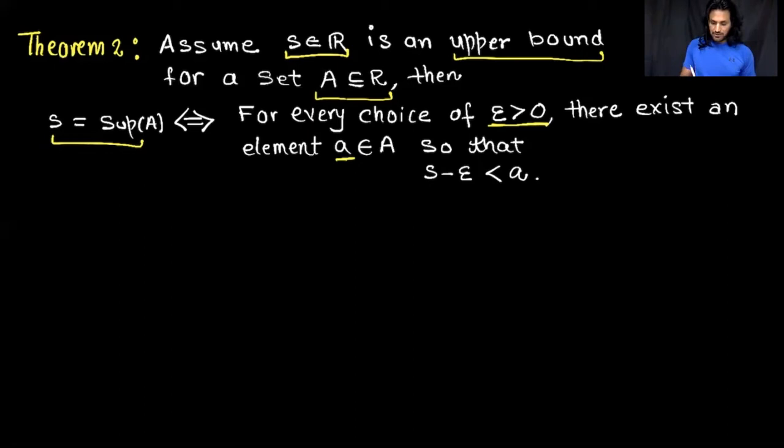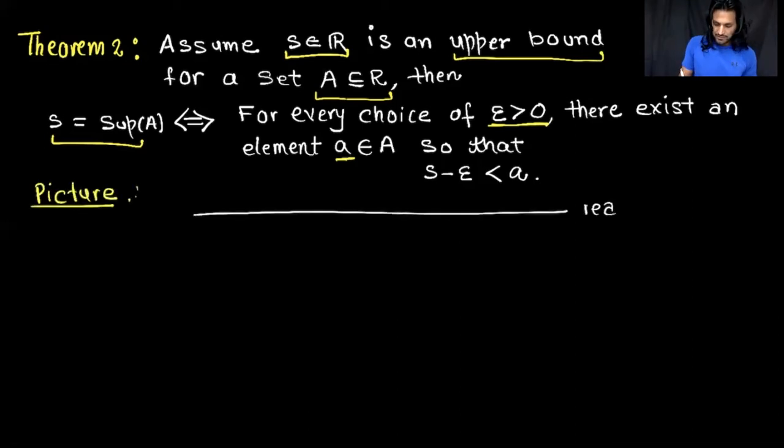So let me draw the picture of this statement, so it will be a bit more clear what the statement is saying. Now the statement says that if s is a supremum, it means s is somewhere here. So this is the supremum of the set. Let's suppose this is the supremum. This is a number s, which is the sup of A.